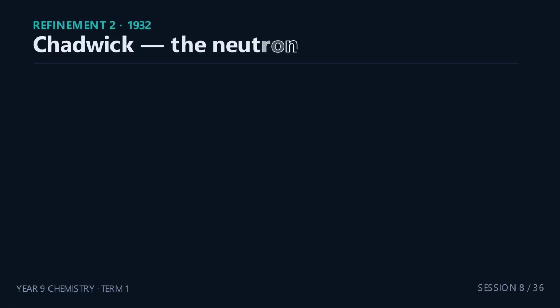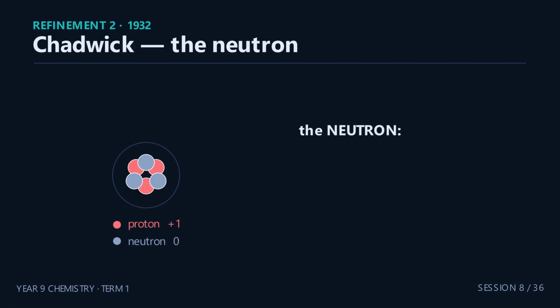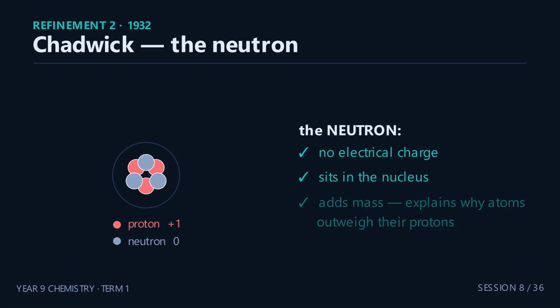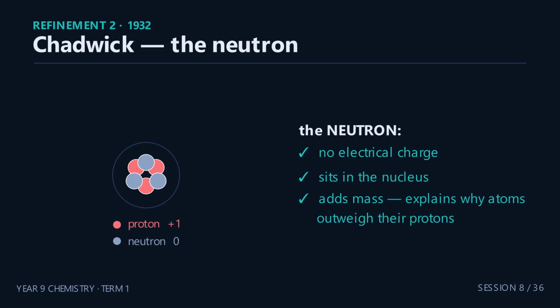One puzzle remained. Atoms are heavier than their protons alone can explain. In 1932, James Chadwick found the missing piece, the neutron. It sits in the nucleus. It has no electrical charge, and it adds mass. With protons, neutrons, and electrons, the atomic model was complete enough to explain the whole periodic table.